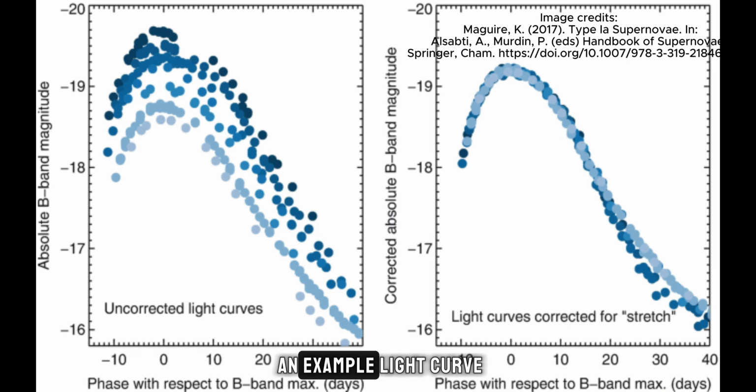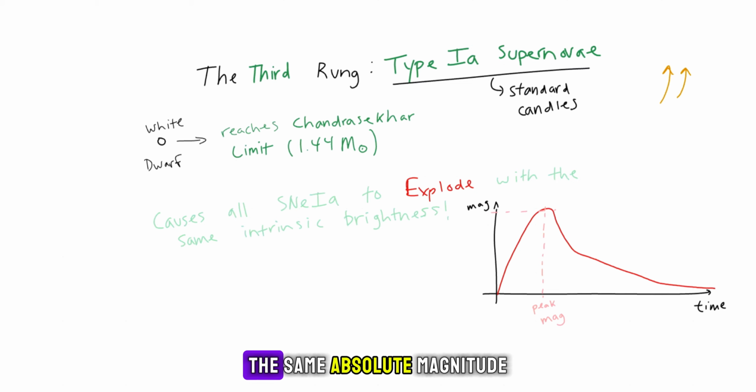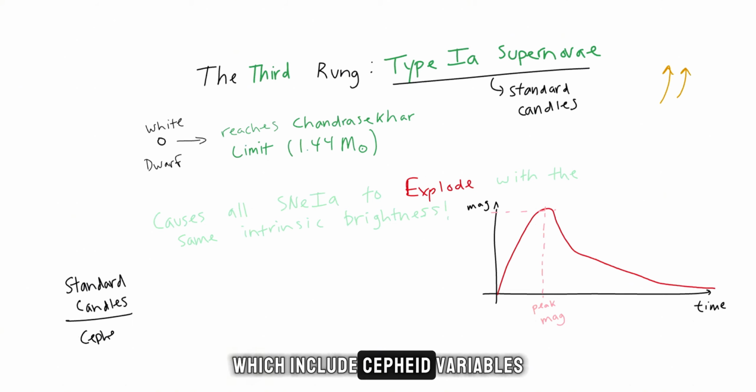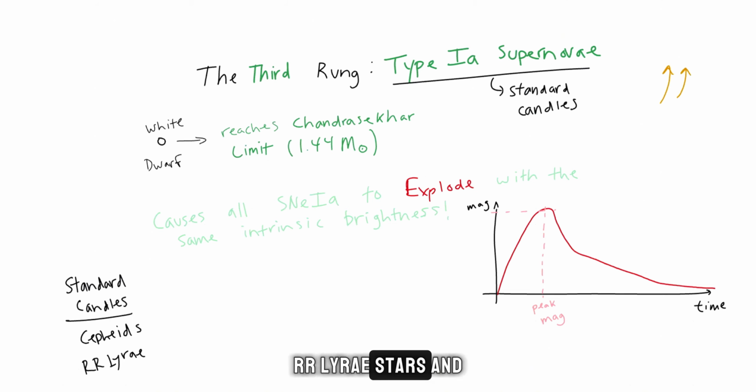Here we can see an example light curve of a type 1a supernova. Over time, no matter how the shape of the curve looks, they all still end up having the same peak magnitude. Not on our plots, but the same absolute magnitude. Again, type 1a supernovae are one example of what we like to call standard candles, which include Cepheid variables, RR Lyrae stars, and the tip of the red giant branch.